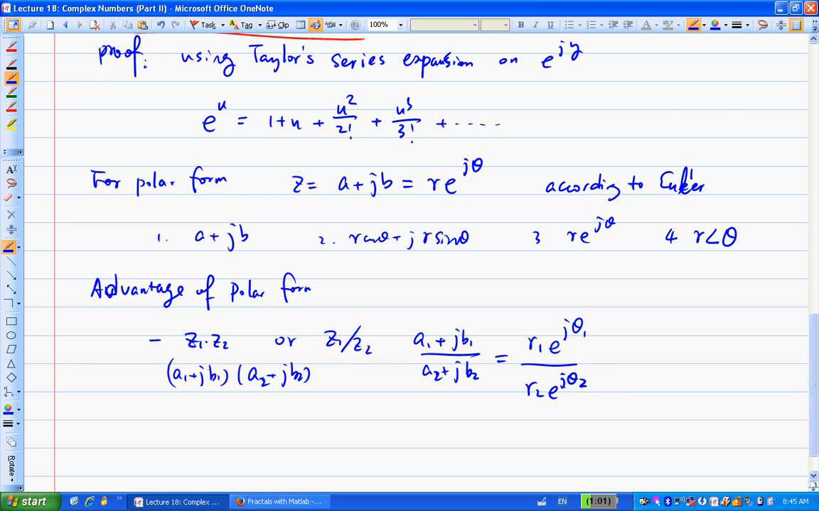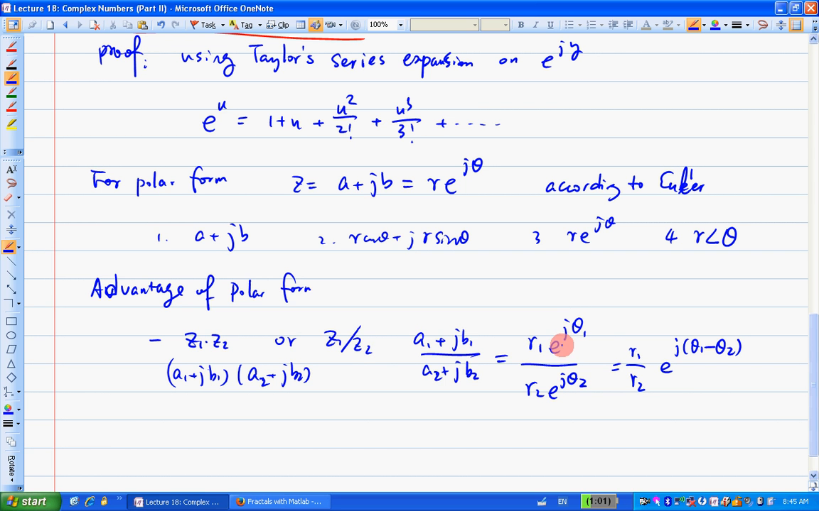So now the division becomes this divided by this. How do I carry this out? That's simple, because R1 divided by R2 is just a division of two real numbers. And this part is the division of two exponentials, which is e to the power of a divided by e to the power of b, and it equals e to the power of a minus b. So this is e to the power of j times this minus this. I can take the j out, which is theta 1 minus theta 2.